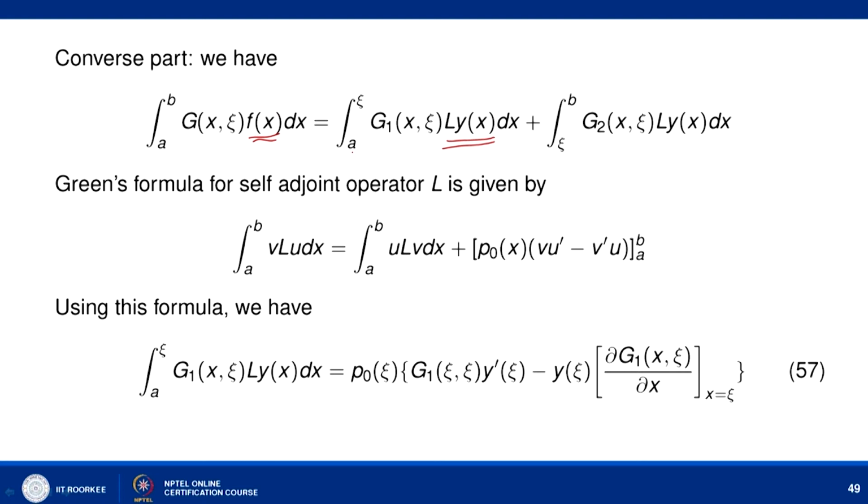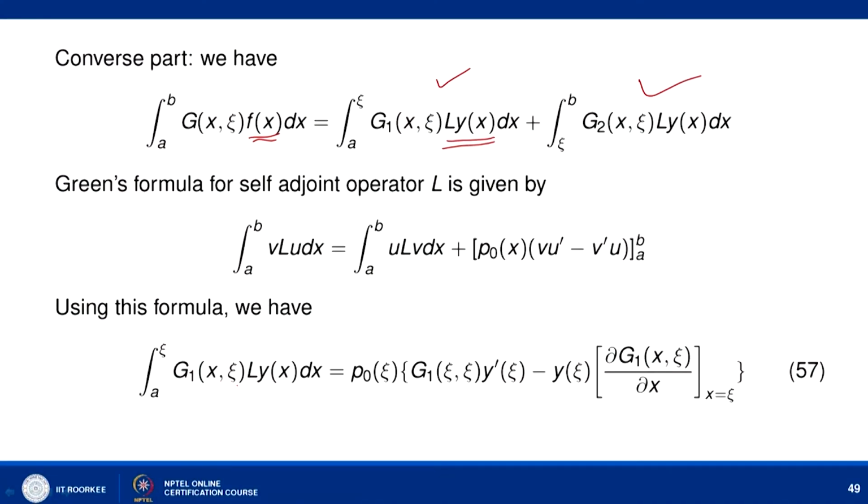So now truncate this into two parts, a to xi g1 xi Ly x dx plus xi to b g2 xi Ly x dx. Now we already know that Green's formula for self adjoint operator is this: integral a to b v Lu dx equal to integral a to b u Lv dx plus p naught x (v u dash minus v dash u) from a to b. So here using this formula we have a to xi g1 xi L y x dx. When you look at this part, this is going to be y x L of g1, and L of g1 is basically a constant multiple of y1, and y1 is a solution of L. So that part will be 0, and what is left is this point here. A is this and B is equal to xi, and when you simplify you will get this formula: p naught xi (g1 x comma xi, y dash xi minus y xi, derivative of g1 x comma xi with respect to x) at the point x equal to xi.